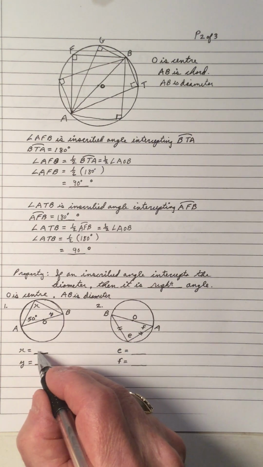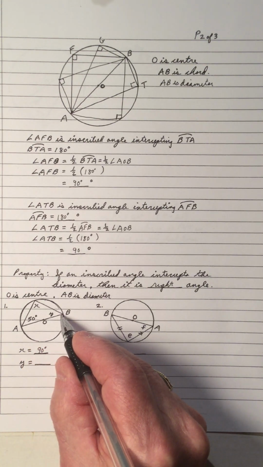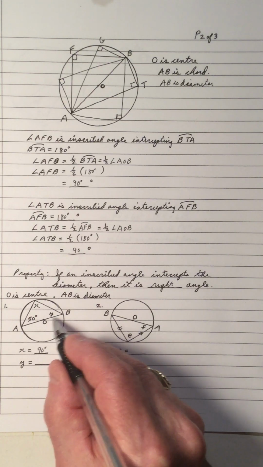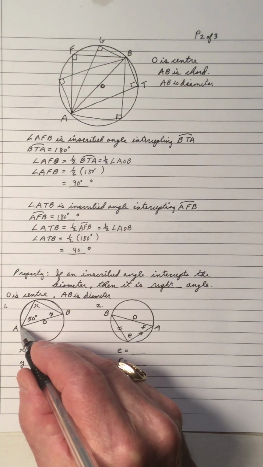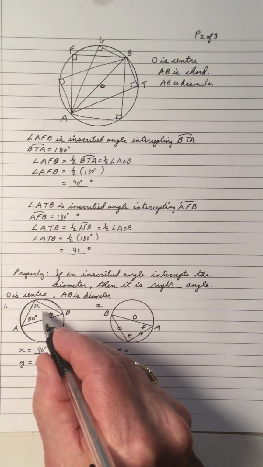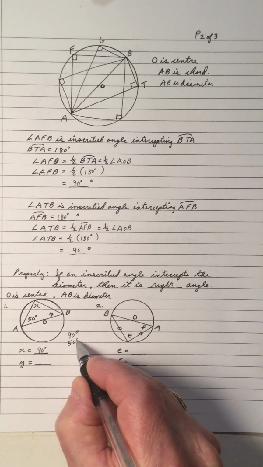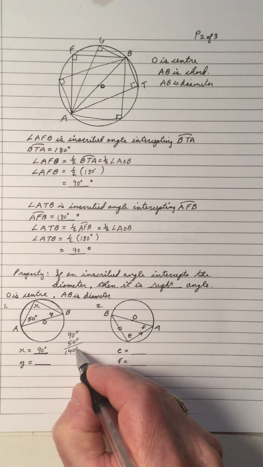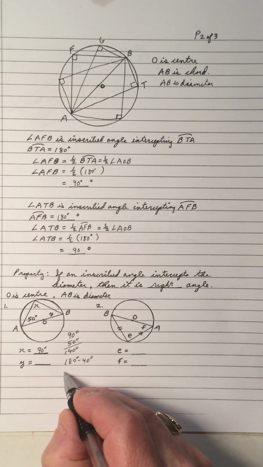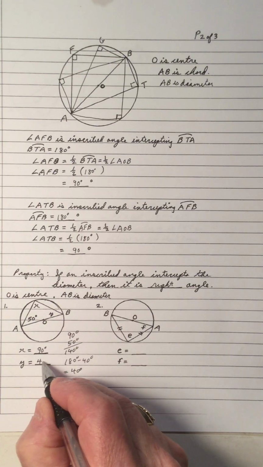So that means that X is 90 degrees, because this inscribed angle is intercepting the diameter, which is 180, so half of 180 is 90, or is intercepting this arc, which is 180, so that's a 90. And if that's a 90, then 90 plus 50 is 140. A triangle has 180 degrees, so the other angle is 40. So this angle is 40.